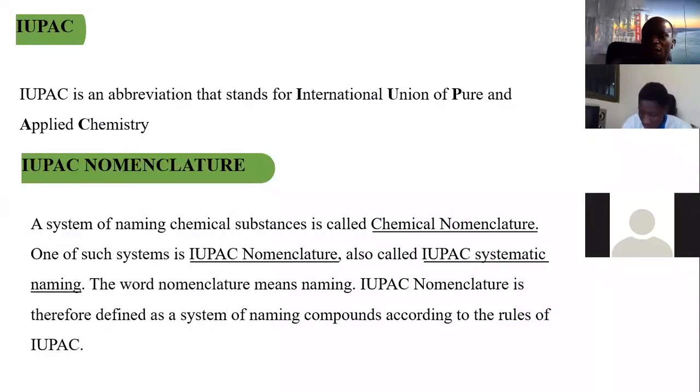I've explained to you what IUPAC is. IUPAC is the International Union of Pure and Applied Chemistry. It's a body of chemists that came up with rules as to how to name compounds. Then nomenclature means naming. So if you put the two of them together, IUPAC nomenclature is a system of naming compounds using the rules of IUPAC, or based on the rules of IUPAC.